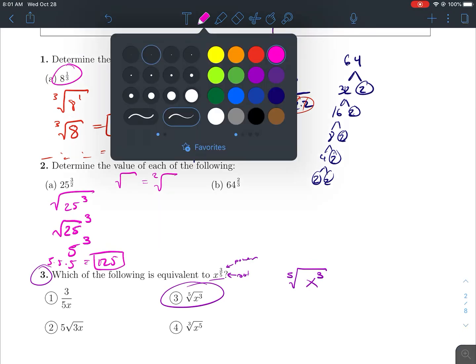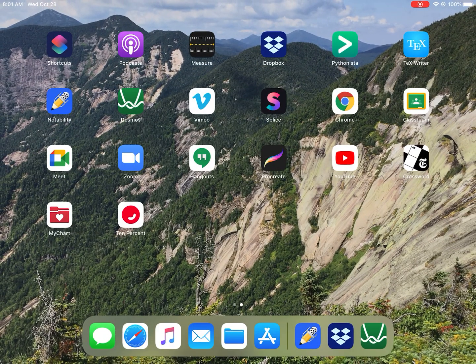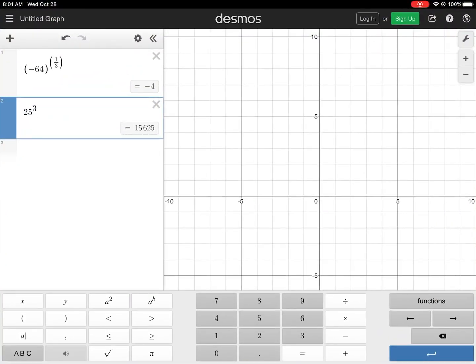All right, here we go. This one right here, 64 to the 2/3. All right, well, that's going to be 64 to the 2nd power, cubed root, because cubed root is on the bottom. All right, again, though, if I do 64 squared, I'm going to be so miserable right now, because check it out. 64 squared is a huge number.